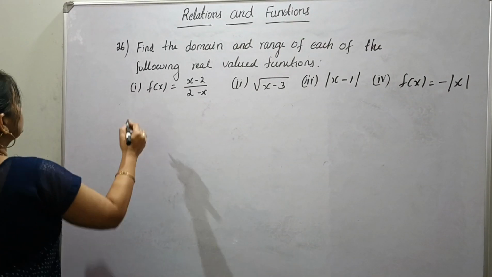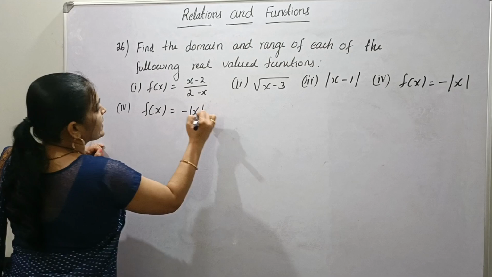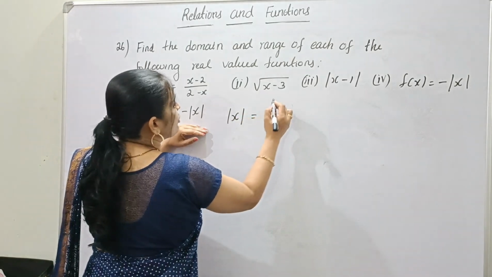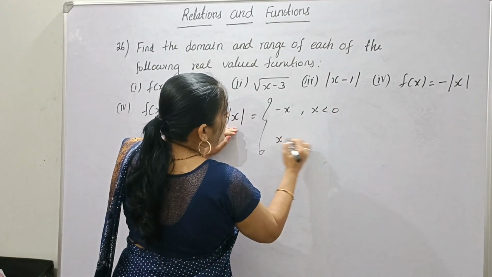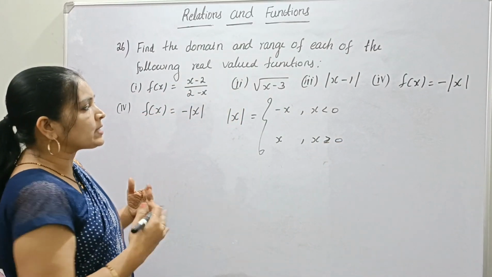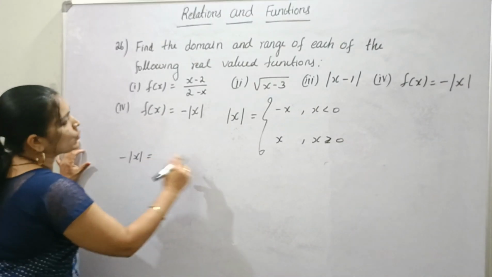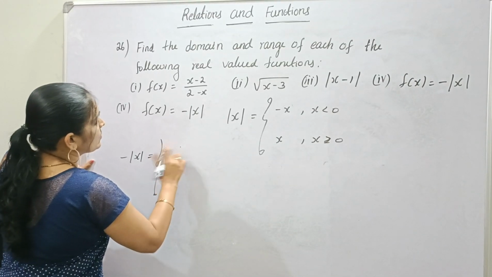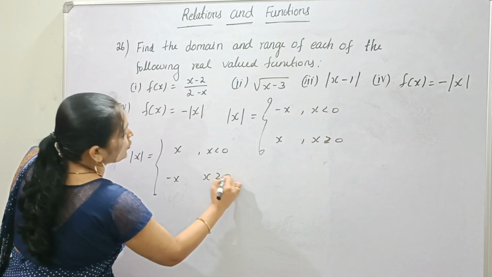Now, let us go through the fourth one. The given function is f of x equal to minus modulus x. First of all, we will write the definition of modulus x, that is modulus x is equal to minus x when x is less than 0 and plus x when x is greater than or equal to 0, right? So what about minus modulus x? That is equal to minus of that, so it will be plus x when x is less than 0, and minus x when x is greater than or equal to 0.